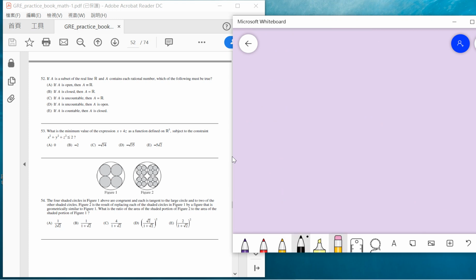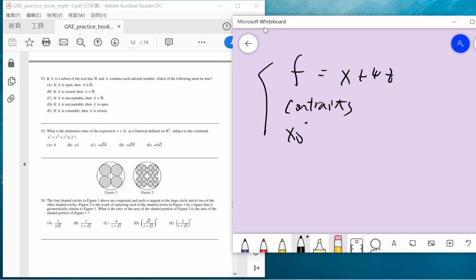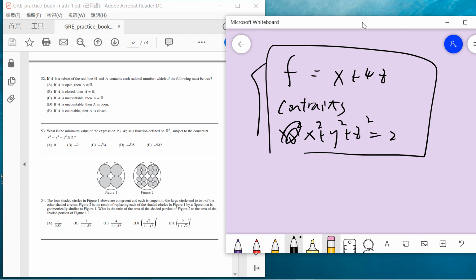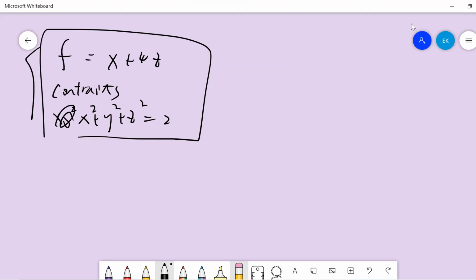So actually, our true problem is f equals x plus 4z, and the constraint is x squared plus y squared plus z squared equals 2. Usually people use Lagrange multipliers to solve it, but I don't. I use the Cauchy-Schwarz inequality.